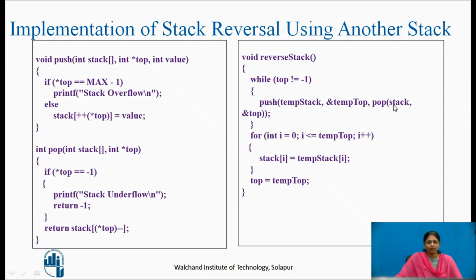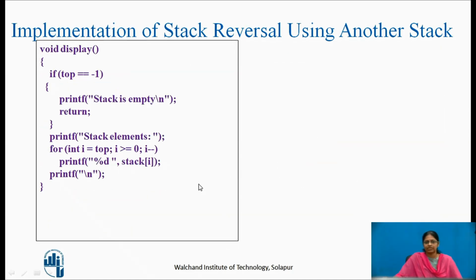So the pop of the elements from the original stack will be done, and that popped element will be passed to the push function, where we are passing the temporary stack element as the parameter. So the element which has been popped from the original stack will be pushed to the temporary stack. So this while loop is executed till all the elements from the original stack are popped and those are pushed back to the temporary stack. Once this is done, then the for loop is executed where element to element from the temporary stack is copied to the original stack.